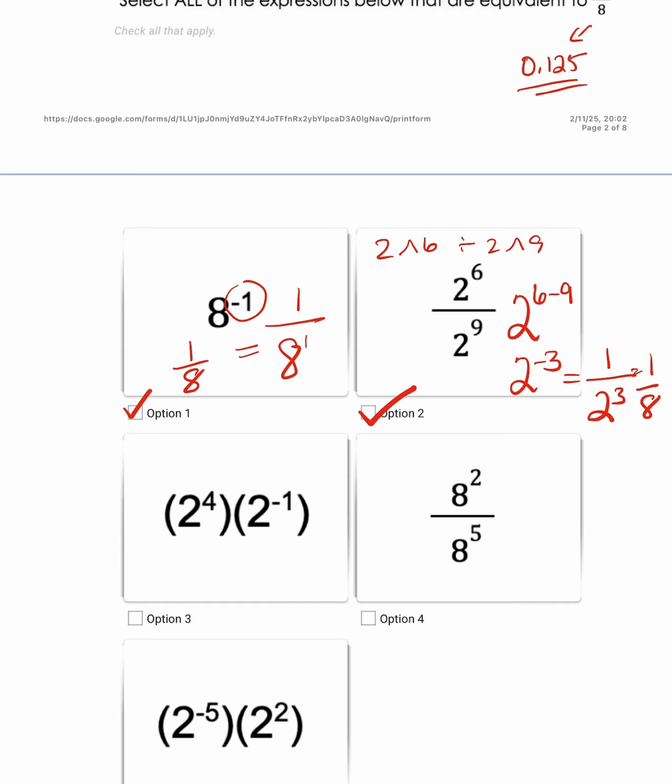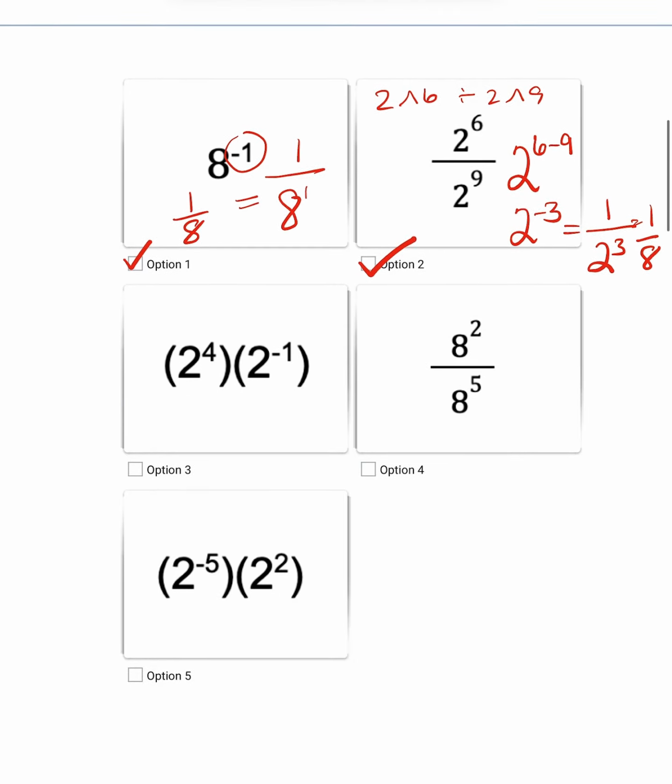All right, moving along, I have multiplication here in option number 3. I know it's multiplication because it's parentheses with nothing in between. So that's multiplication. The product rule tells me that if I'm multiplying with the same base, I keep that base and I add the exponents. 4 plus negative 1 is 3. So this is 2 to the third power. 2 to the third power is 8. 8 is not the same as 1 over 8. So this does not work.